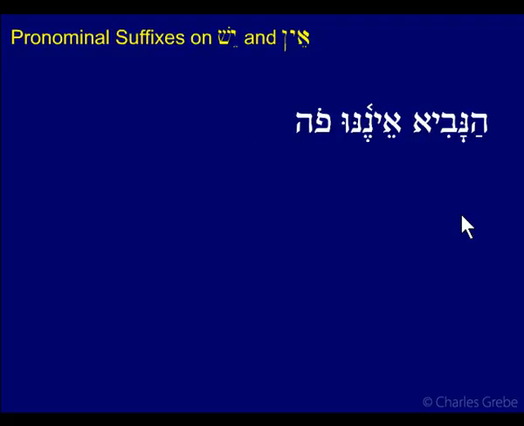Here's an example with Ain. Hanavi einenu fo. Now, einenu is that ambiguous form, right? It could be 3ms or 1CP. But here we know it's 3ms because Hanavi is 3ms. The prophet is not here. If we didn't have the prophet, it could be he is not here. So he, the subject is from here. He is not here. Or it could be we are not here. But given that we have the subject already explicitly stated, we know it's he. He, which he? Well, the prophet. The prophet is not here.